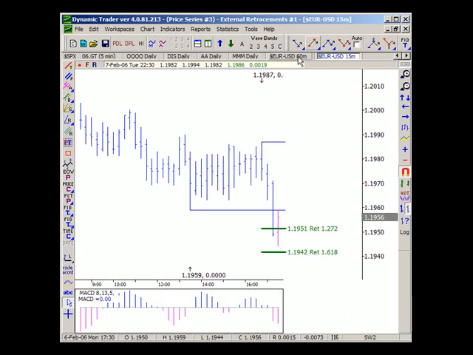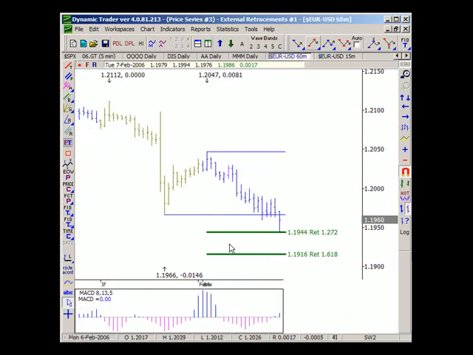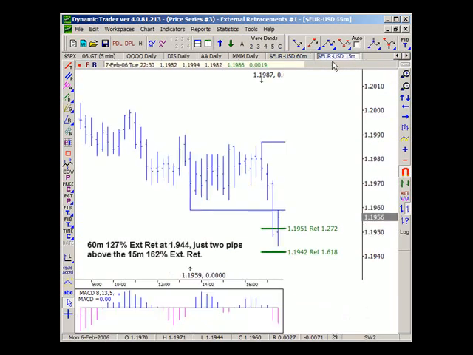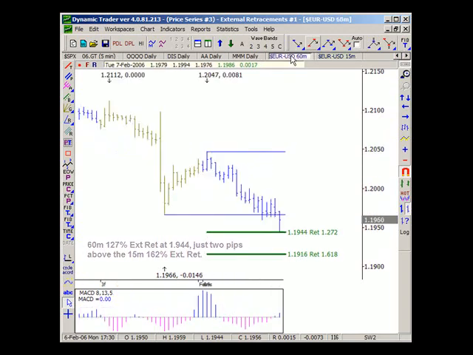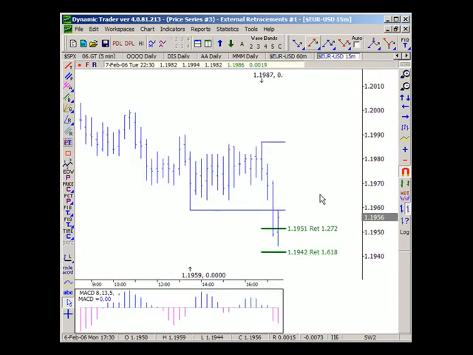So let's go back to this 60-minute chart, and we can see that the 127 external retracement, which if we're just looking at the 60-minute chart, is more than likely going to be the extreme of this decline, is at 119.44. Now let's go to the 15-minute, and we see that the 162 smaller time frame 15-minute external retracement is around 119.42. Now that's just 2 pips from the 127 on the 60-minute.